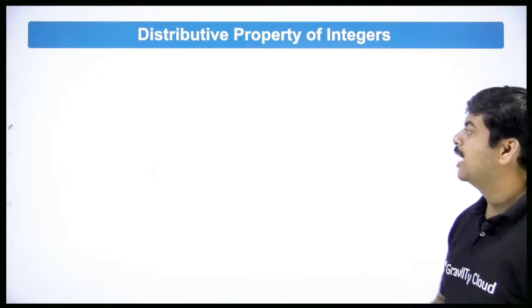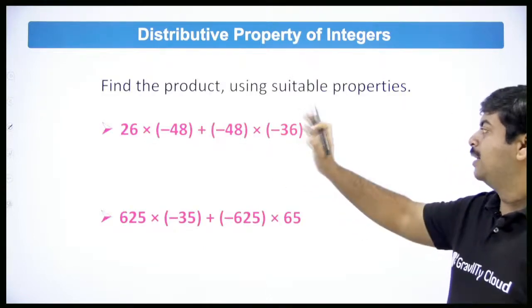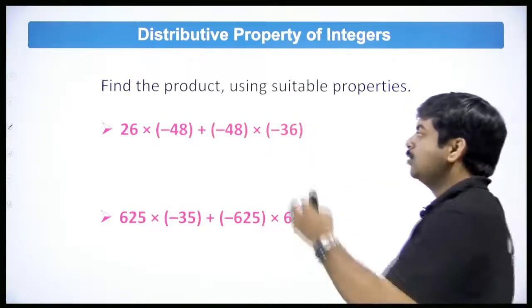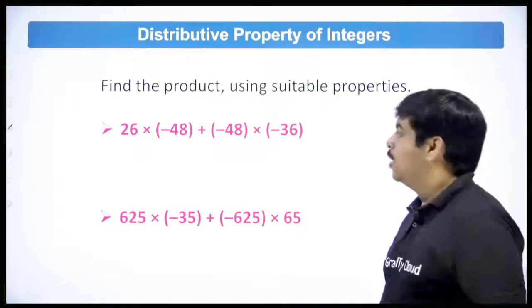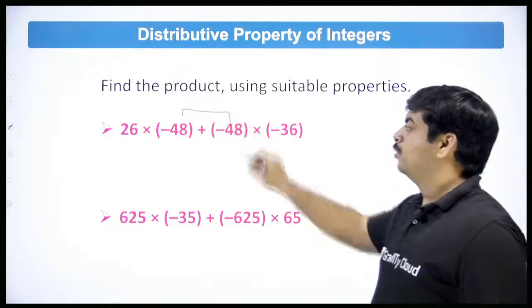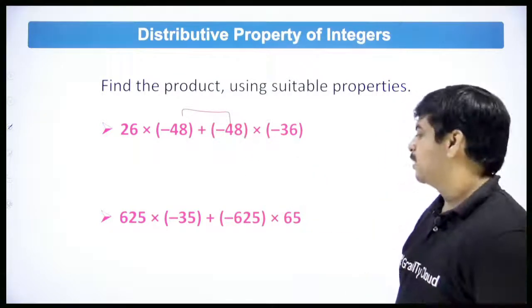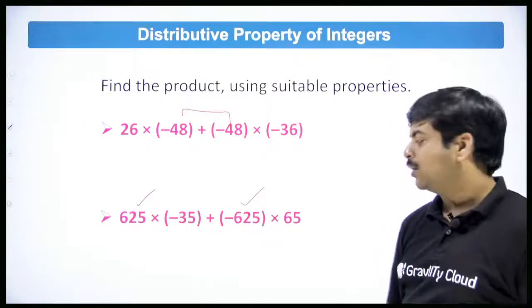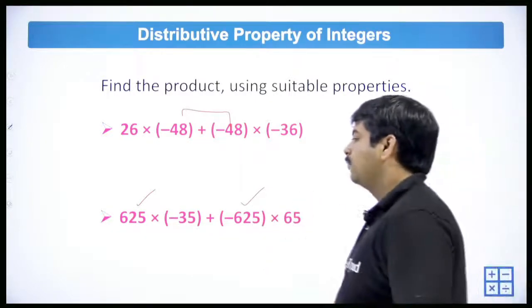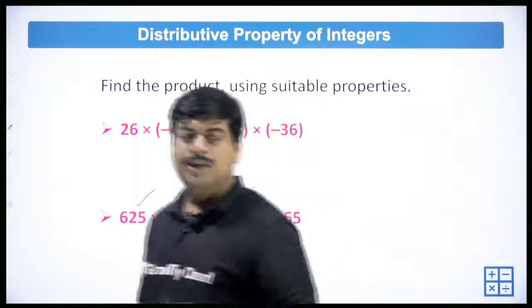You have one more question. You can try to do that. Find the product using suitable properties: 26 into minus 48 and minus 48 into minus 36. You can see here minus 48 is common in both the cases, so you can try to apply from there. Here also 625 is common with a negative and positive, so please take care of that. From there you can try to find the answer. Please try to do this.